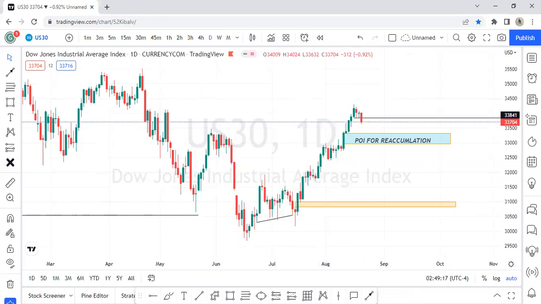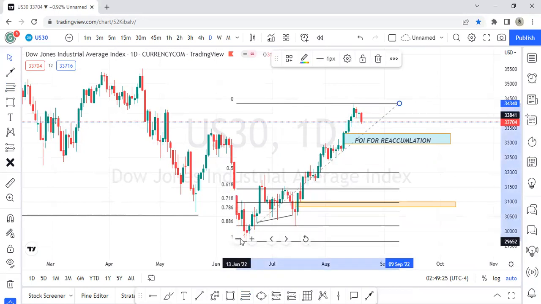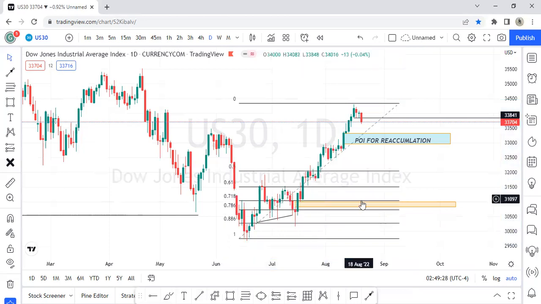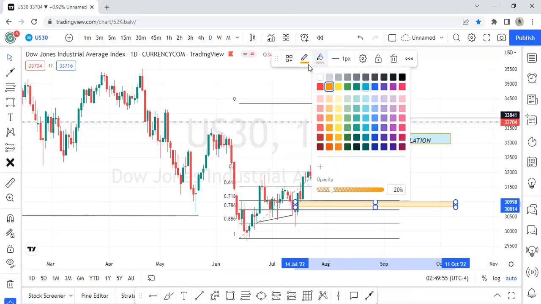Let me bring up my Fibonacci tool and draw from swing high to swing low, right? So this is around 71.8. The market may retrace deeply into these zones. These are the areas that I'm looking at. I'm looking at this imbalance here. The market can come here and reaccumulate and go higher, or it can come lower, right? So I'm looking at this area or this area. There's an imbalance inside there as well. So let us just mark that out.